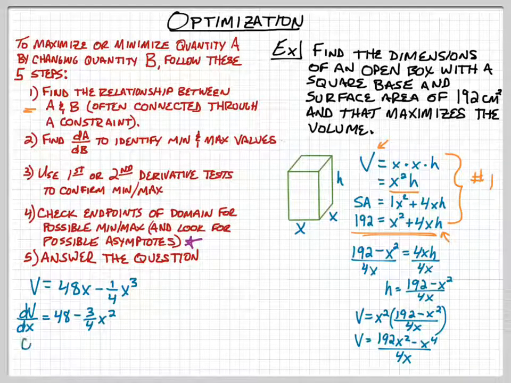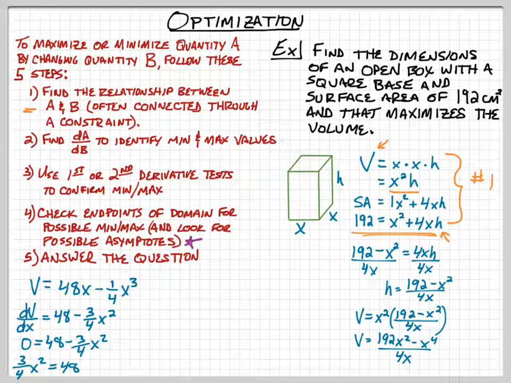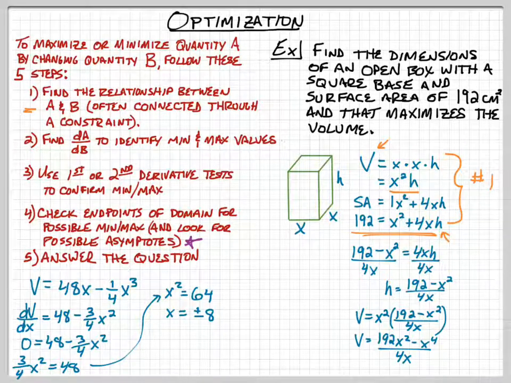And we are going to set this equal to 0 because we want to know where the minimums or maximums of the function are, because we're looking for the maximum. So we set it equal to 0 and solve for x. We get the constant on one side, so 3/4 x squared equals 48. Multiply both sides by 4/3 to get x squared by itself, and that simplifies to 64. And of course, take the square root of that, and we get x equal to plus or minus 8.